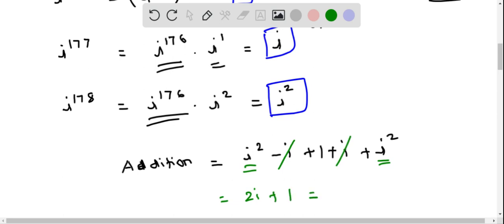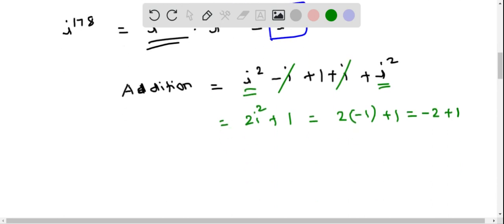So 2i squared plus 1. 2 times i squared equals 2 times negative 1, so therefore this becomes negative 2 plus 1, which equals negative 1. So this is the value of the given complex number expression: negative 1.